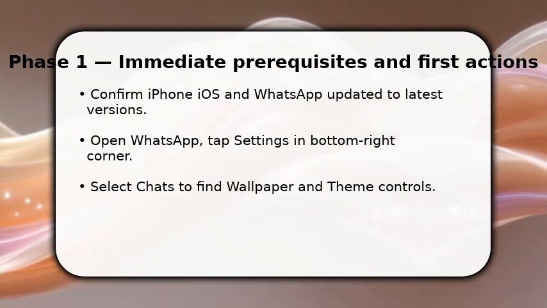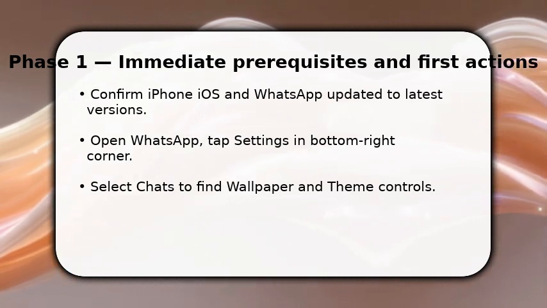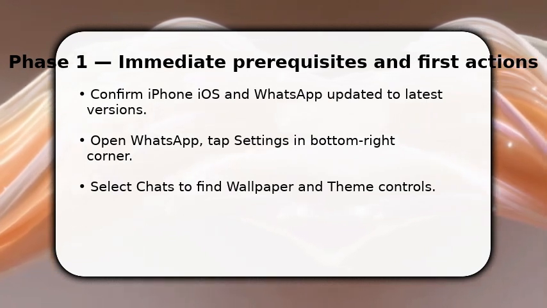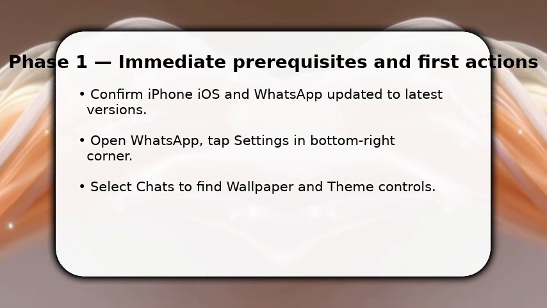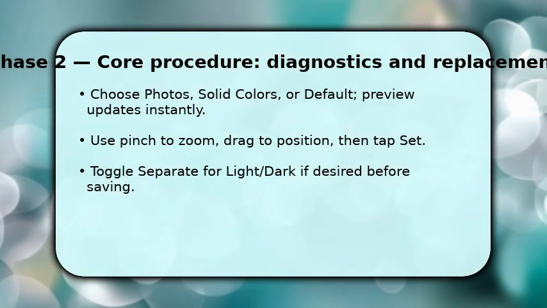You'll see the current wallpaper preview and buttons for photos, solid colors, and default. Make sure to understand you can set separate wallpapers for light and dark modes. Proceed to pick a source now to customize the chat look. You've chosen a source, photos or solid colors, so pick an image or color and preview it.